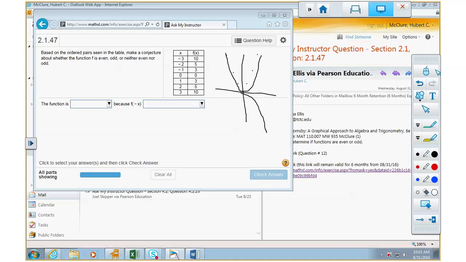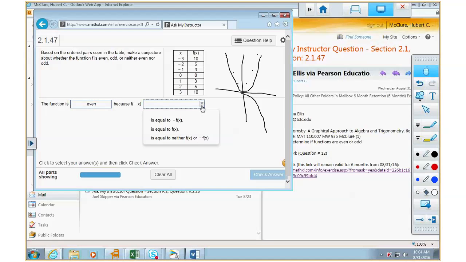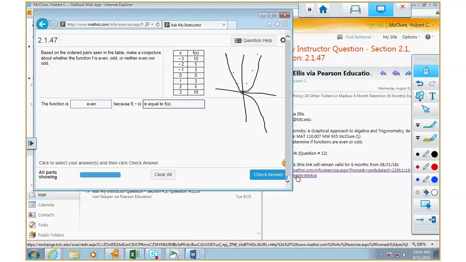It's even because f of negative x, I don't know what they're asking there. Okay, I got to show you that. But when f of negative x is equal to f of x, that is an even function. F of negative x is equal to f of x. See? F of negative x is equal to f of x.